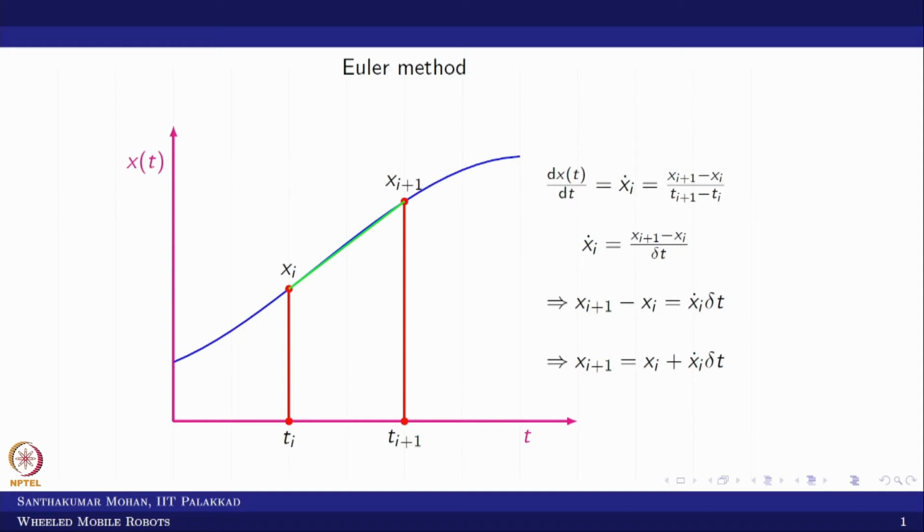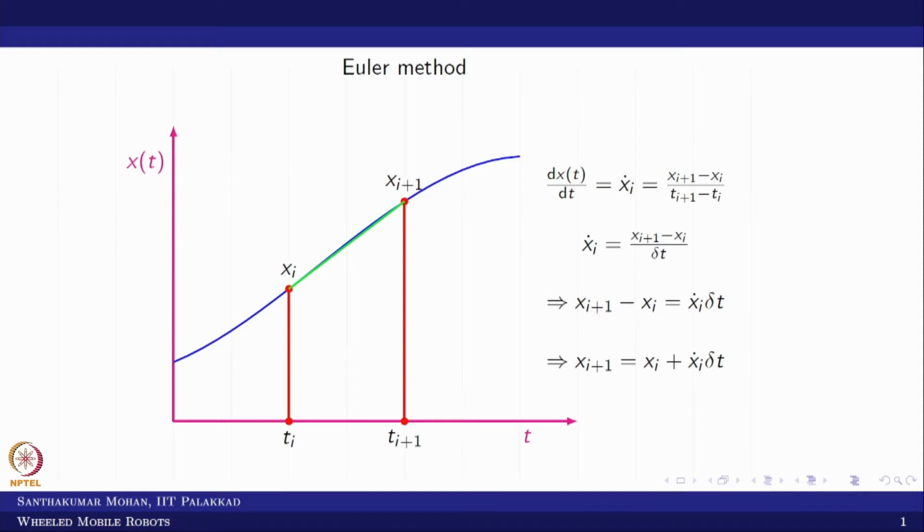How can I rewrite it? x dot equals xi plus 1 minus xi, whole divided by delta t. I can rewrite it as xi dot multiplied by delta t equals xi plus 1 minus xi, which I can rewrite as xi plus delta t times x dot i equals xi plus 1. Now I can propagate from 0 to 1, 2, 3. This is what we are trying to do. I think if I write the MATLAB code, you will get clarity. This is what we call the Euler method.